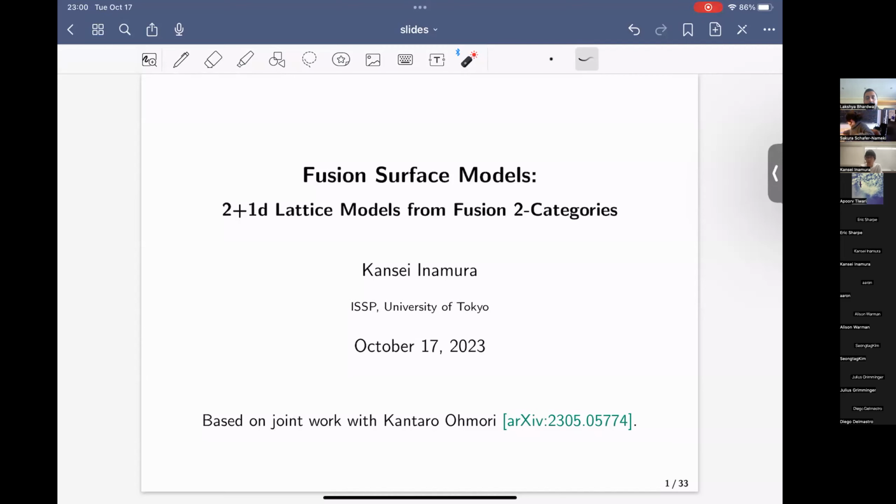So today I'm going to talk about what I call fusion surface models, which are 2+1 dimensional quantum lattice models constructed from fusion 2 categories. And this talk is based on a joint work with Kantaro Omori. So if you are interested in the technical details, you can find our paper on archive here.